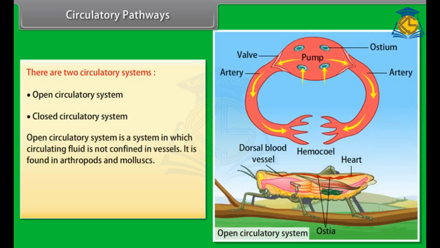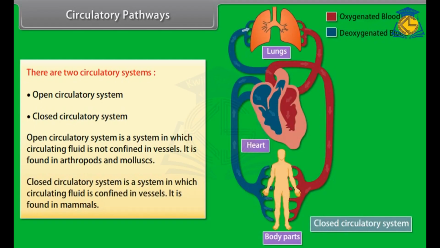Circulatory pathways. There are two circulatory systems: open circulatory system and closed circulatory system. Open circulatory system is a system in which circulating fluid is not confined in vessels. It is found in arthropods and mollusks. Whereas closed circulatory system is a system in which circulating fluid is confined in vessels. It is found in mammals.